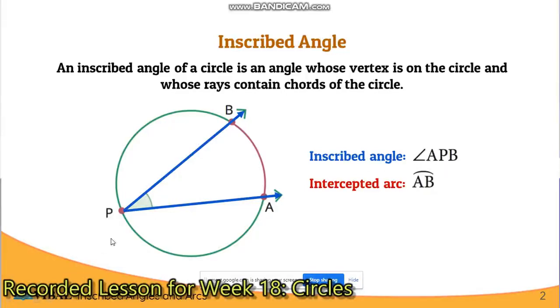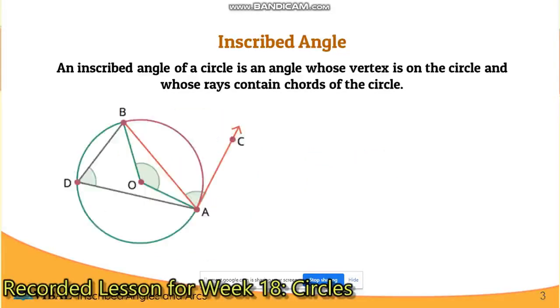Now, we want to learn what is the relationship now of the, sana all may relationship, no? What is the relationship now of the measure of the inscribed angle to the measure of the intercepted arc? Okay, yun yung gusto nating matutunan. So, let's move on with the next slide. So, by definition, an inscribed angle of a circle is an angle whose vertex is on the circle and whose sides contain chords of the circle.